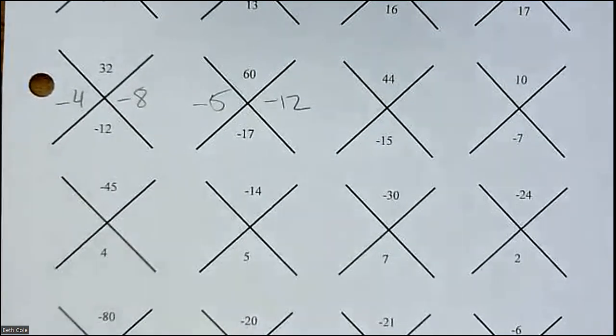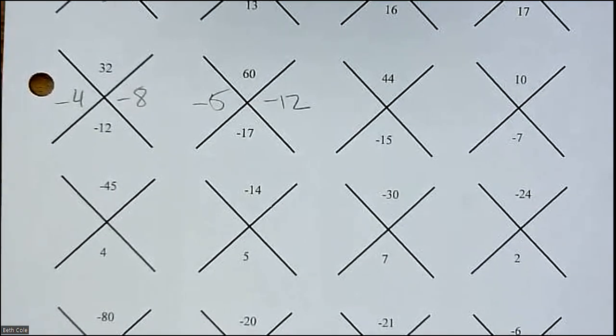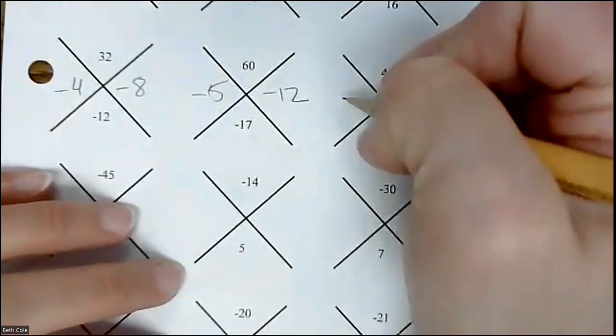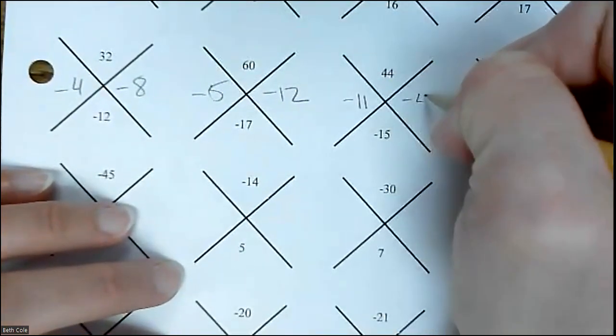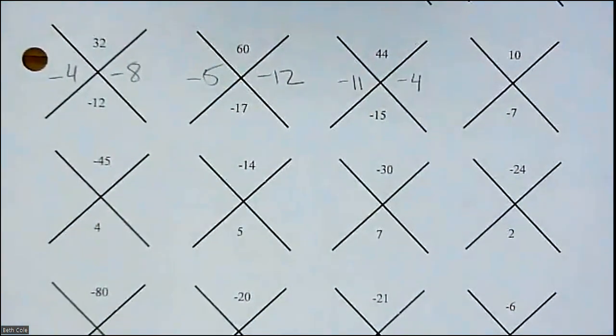So look at the next one, 44. What do you think of numbers that multiply to be 44? Good, but they are gonna be both negative. The negatives would cancel to multiply to be positive 44.